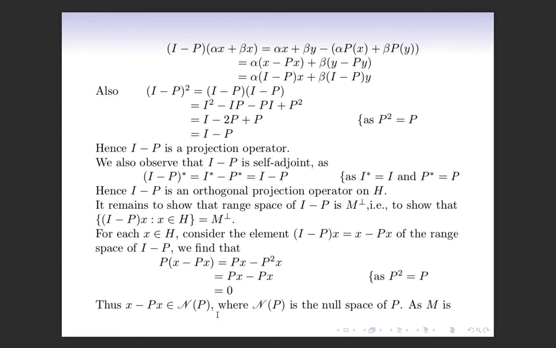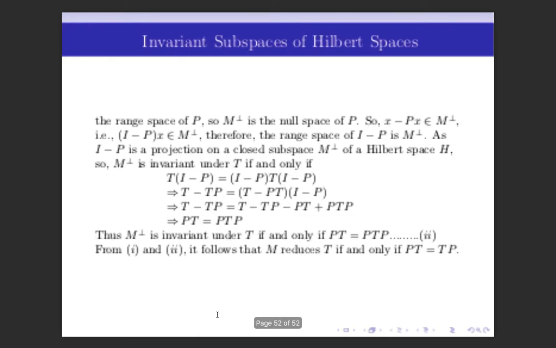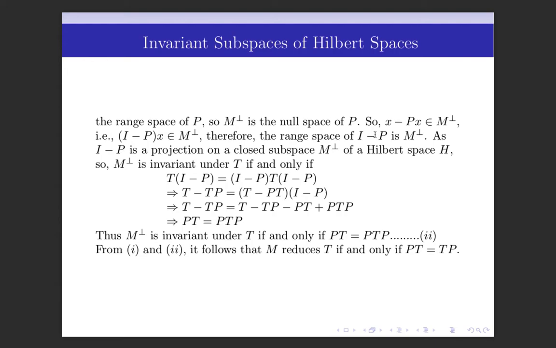But we know that M is the range space of P. So the orthogonal complement of M is the null space of P. So X minus Px belongs to the orthogonal complement of M. That is, (I minus P) of X belongs to the orthogonal complement of M. That is, the range space of I minus P is the orthogonal complement of M. Since I minus P is an orthogonal projection operator, its range space is the orthogonal complement of M. So I minus P is a projection on the orthogonal complement of M of a Hilbert space H.